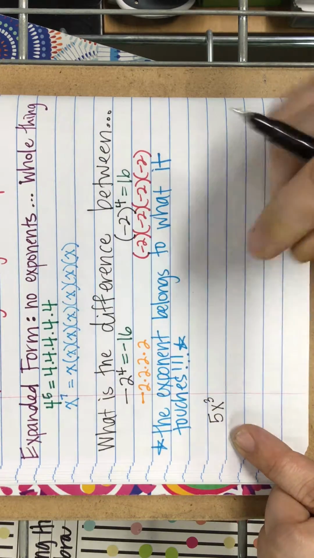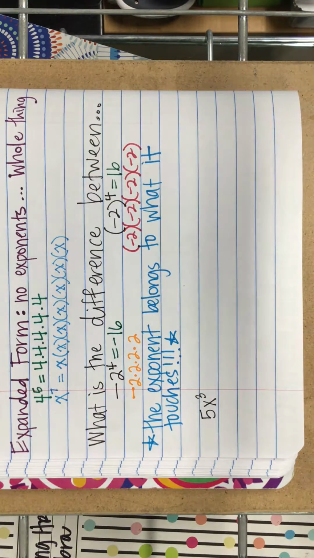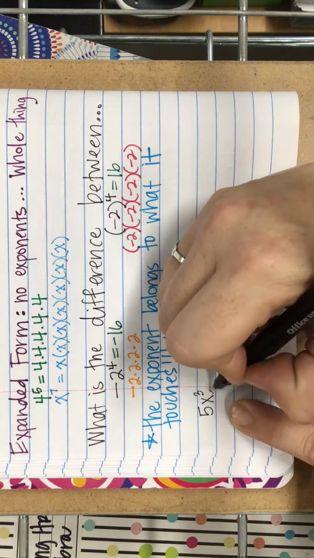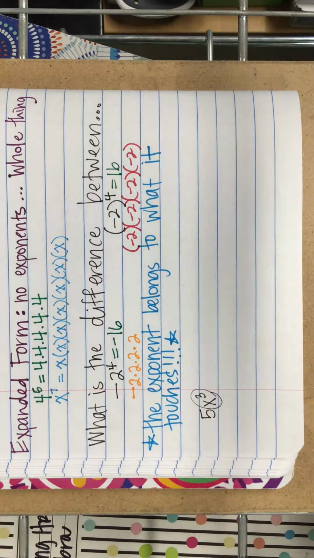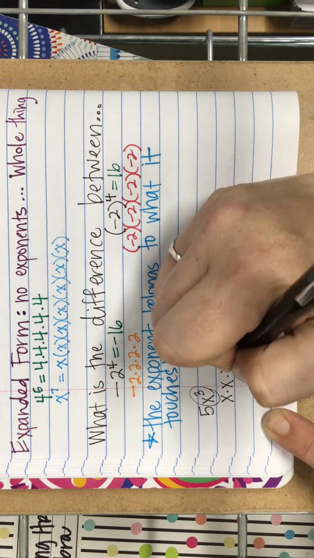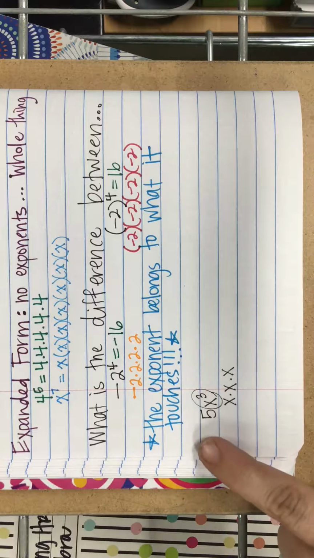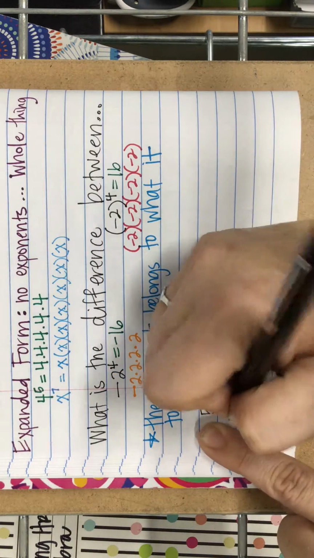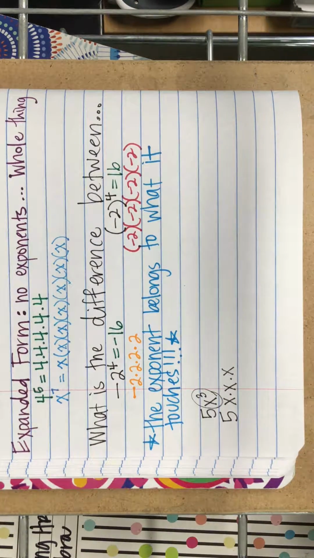5x to the 3rd. Can you expand that? Can you write that with no exponents? What does the exponent touch? The x. It only touches the x, correct? So I'm going to write x, x, x. And then what do I do with this 5? You put it in front of all the x's. I just bring it down.